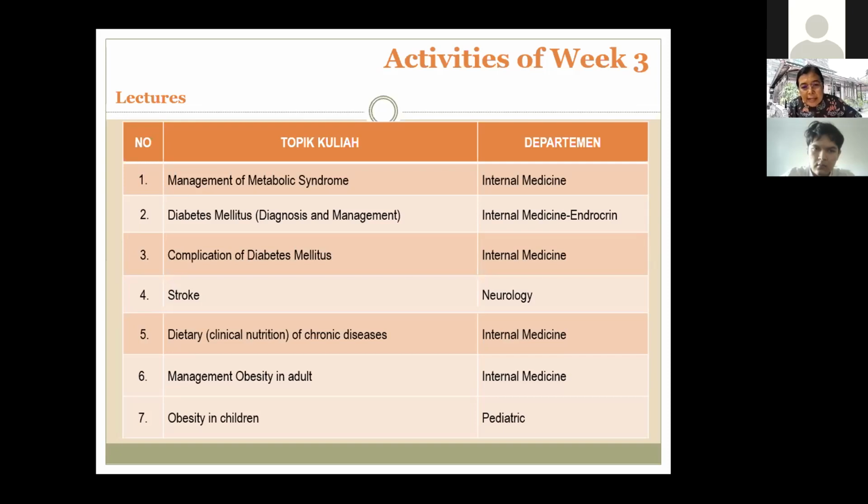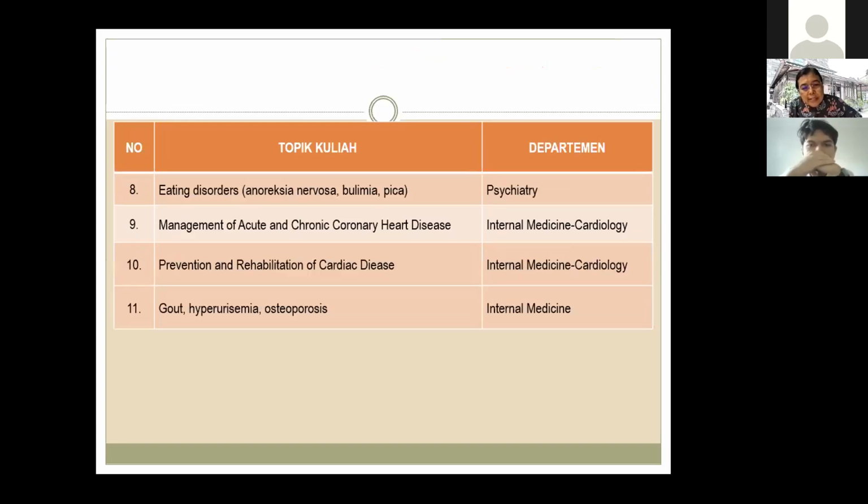Okay, the next, there are also eating disorders from psychiatry, management of acute and chronic coronary heart disease, and prevention of cardiac disease, and also gout and hyperuricemia and osteoporosis from internal medicine. Did you know here that high carbohydrate and calorie intake in society leads to more than 5 million people suffering from diabetes in the country, which is one of the main factors for cardiovascular disease and stroke.